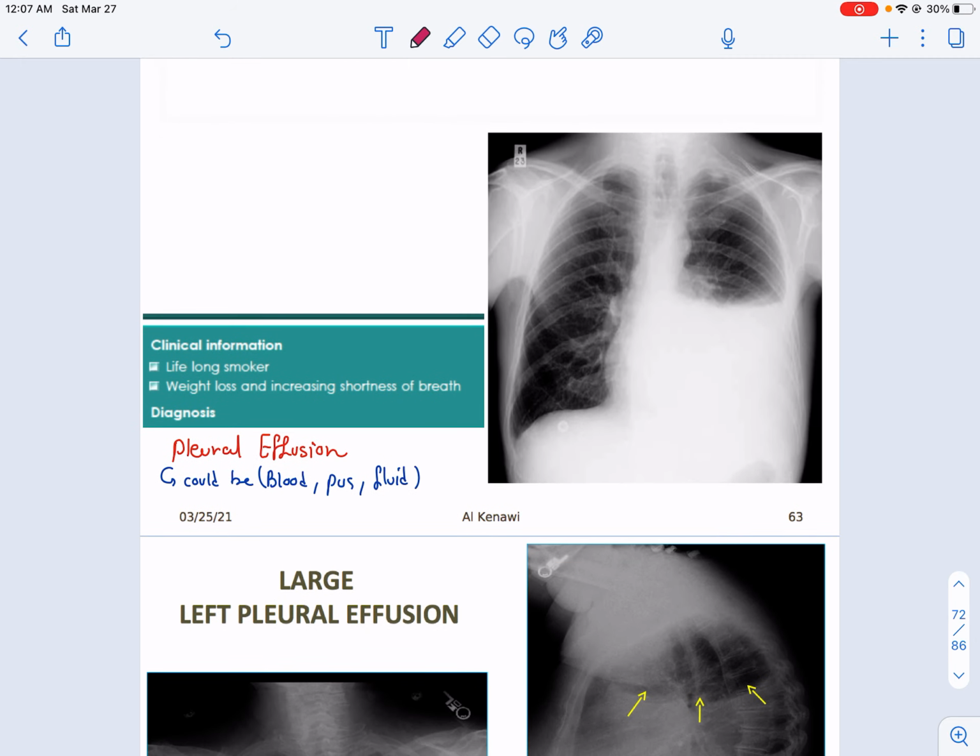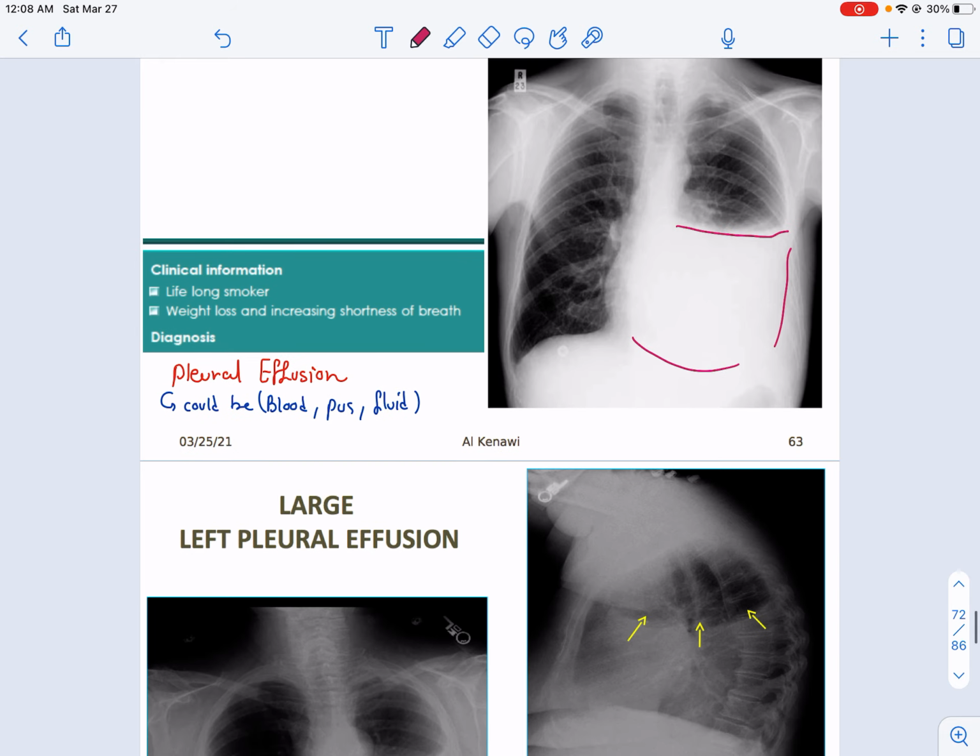Here we can see the pleural effusion. This could be pus, fluid or blood. The X-ray shows us that there is a pleural effusion, but what exactly it could be, we need to follow up with the patient with another test.